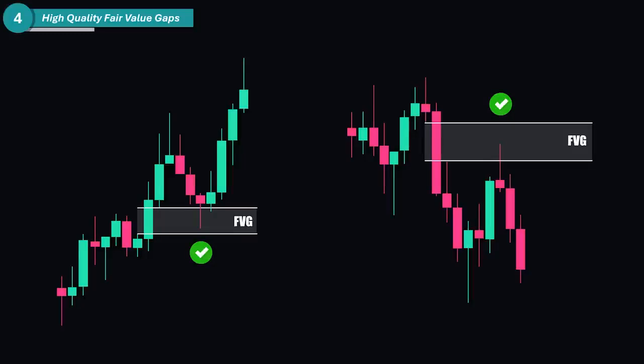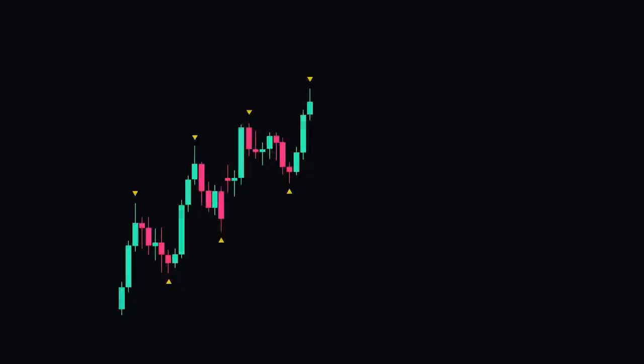To identify high-quality fair value gaps, you need to focus on 3 key factors: market direction, liquidity, and the retracement levels. When these align with an FVG, that's where the real high-probability trades happen. So let me break down these 3 important concepts for you. Market direction. Who is in control?